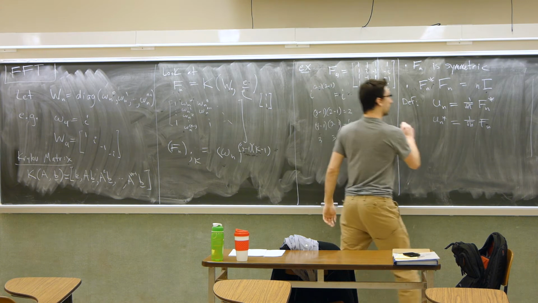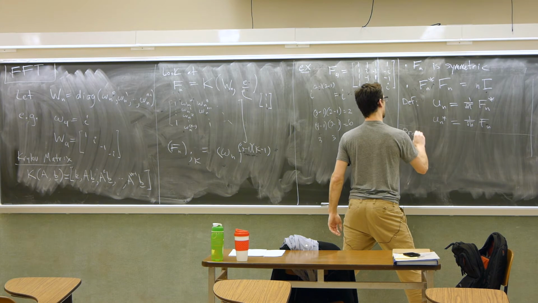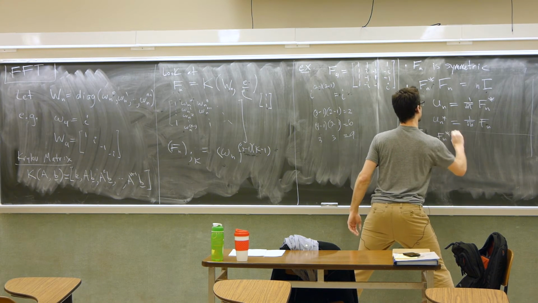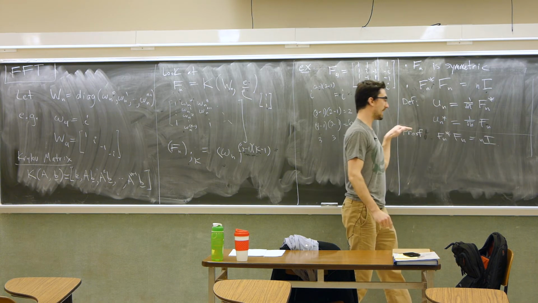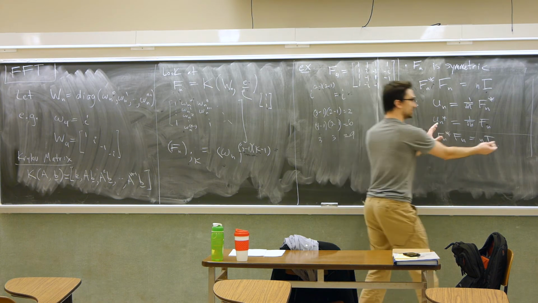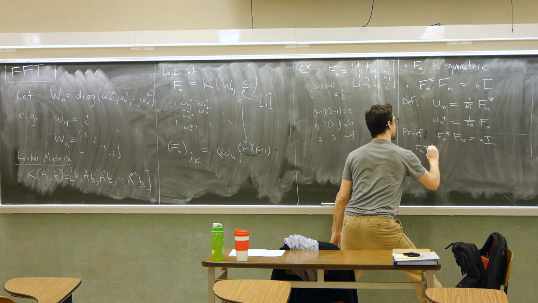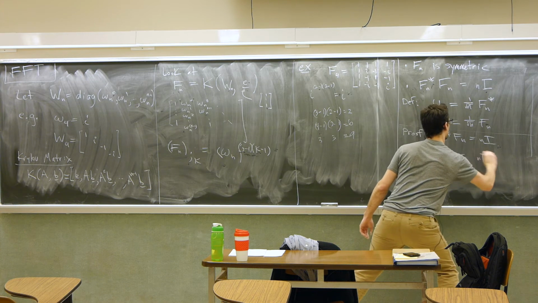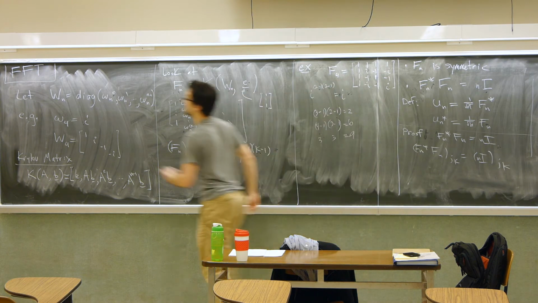Okay, so with that definition, now we want to prove this claim. Proof that this is true. If you look at row j here, so let's look at entry jk of this equation. So entry jk. I need more space.